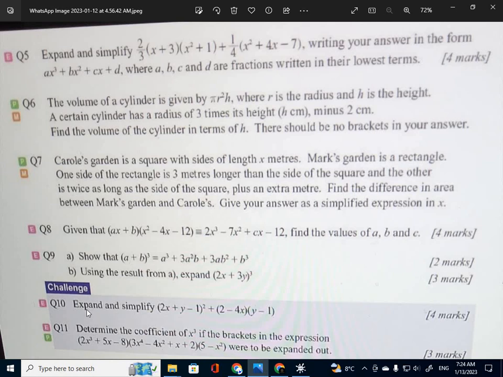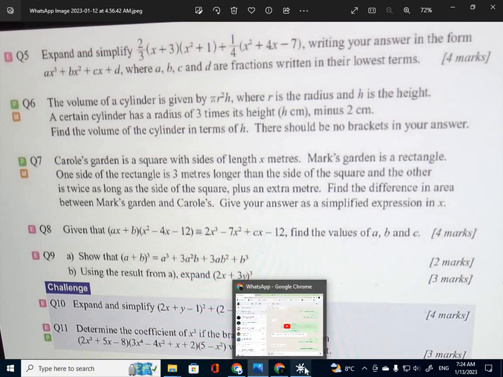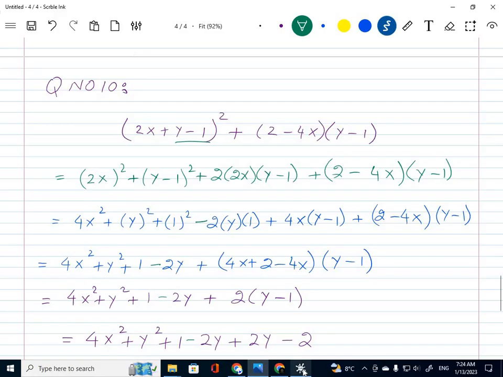The question says expand and simplify the expression (2x + y - 1)^2 + (2 - 4x)(y - 1). So here is the question for you: (2x + y - 1)^2.